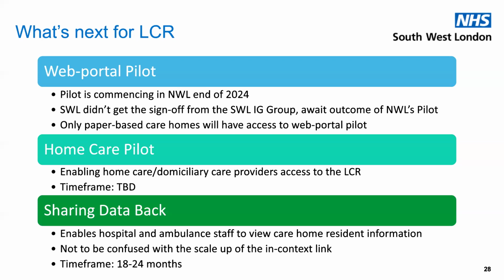And then there's the sharing back. This is one thing we've been pushing and trying to promote, to enable hospitals and ambulance staff to view the care home resident information. It's not to be confused with the scale up of the in context link. This is separate, where hospitals will view the care home's medical information. The time frame is approximately 1.5 to 2 years. We're not sure if that will actually happen in that time. We hope so, because we feel that will benefit the hospitals hugely. So watch this space on that.